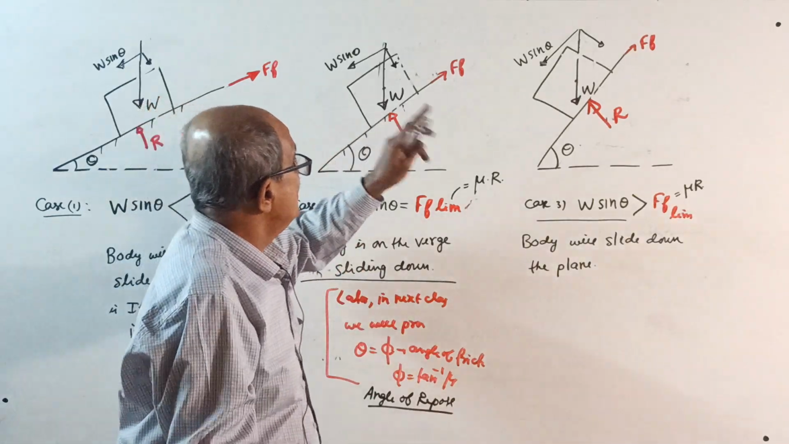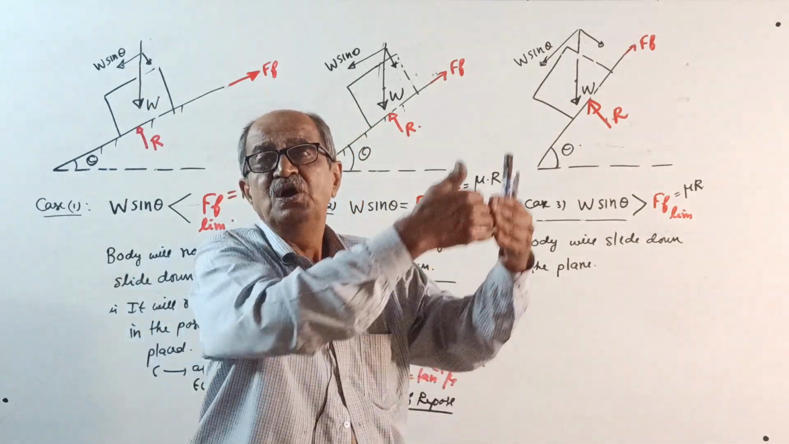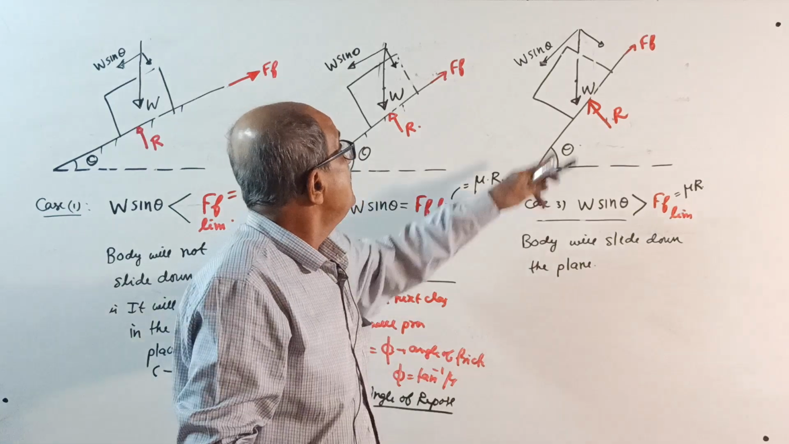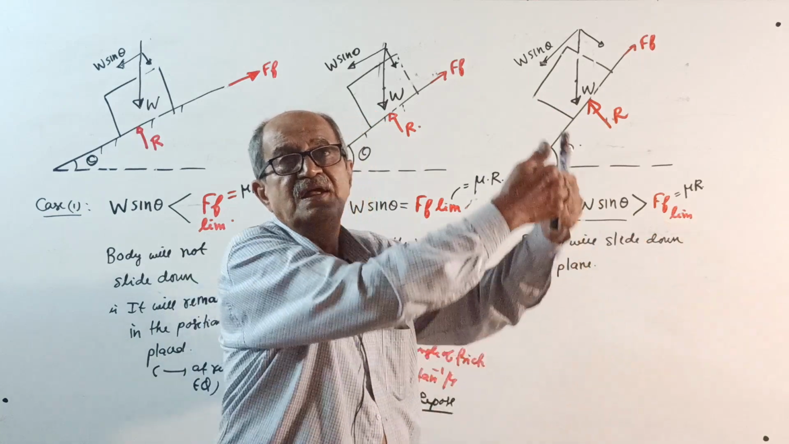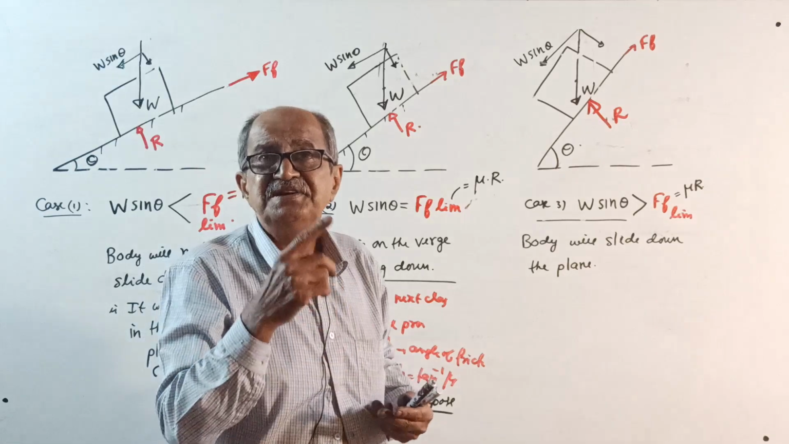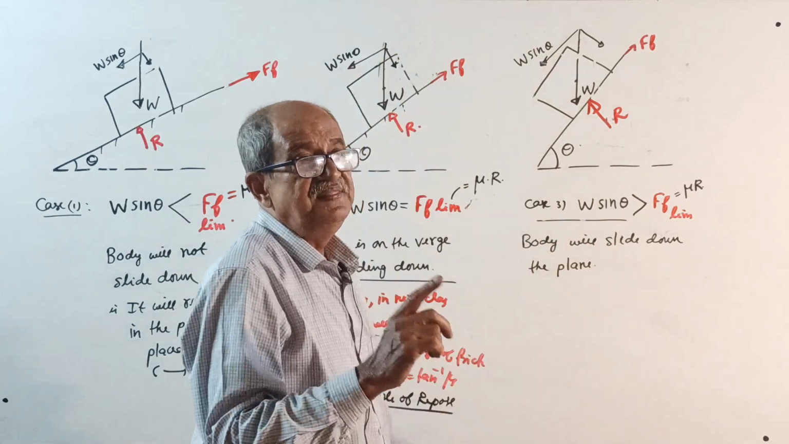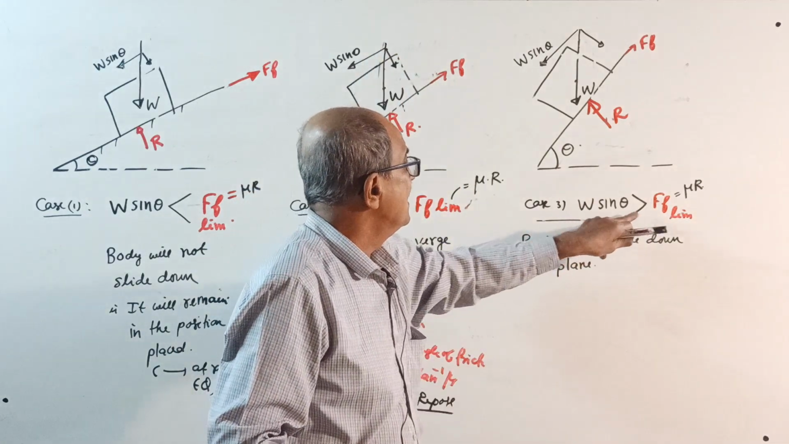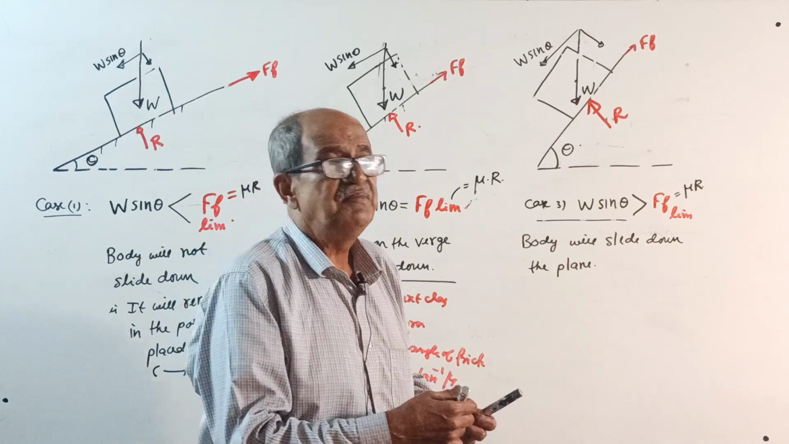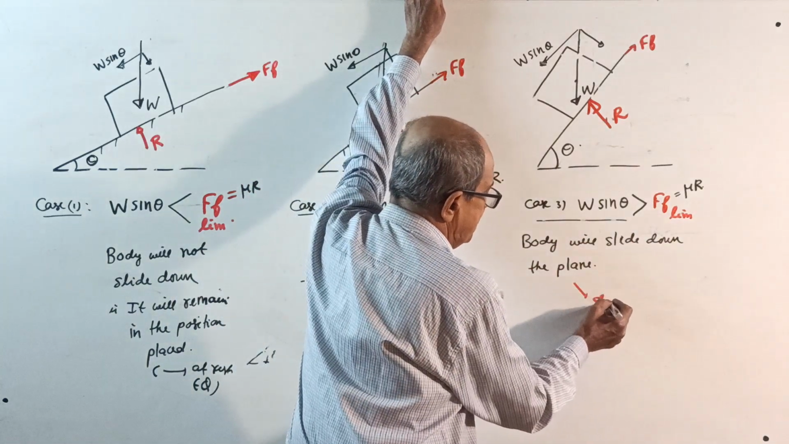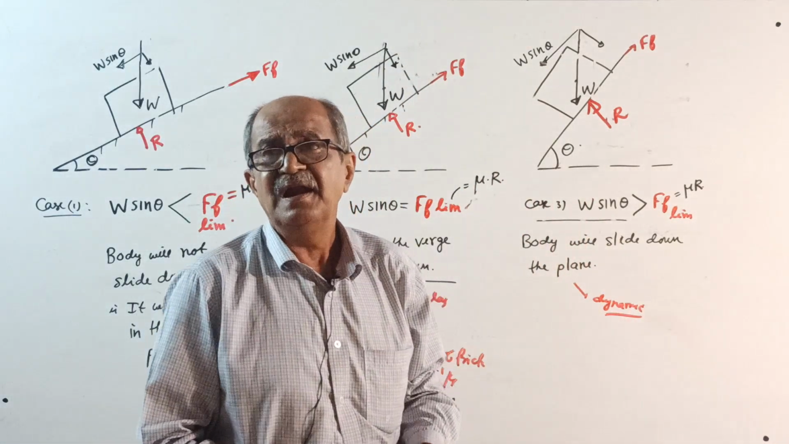Now, case 3, W sin theta, the force responsible for moving it down, is more than the limiting frictional force. Then the tendency to move is more, resistance is lesser, and the body will slide down the plane. But when W sin theta is more than FF limit, it is not static friction, it will become dynamic friction. Correctly understand these three concepts now.